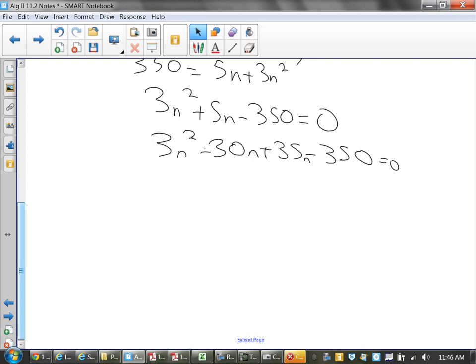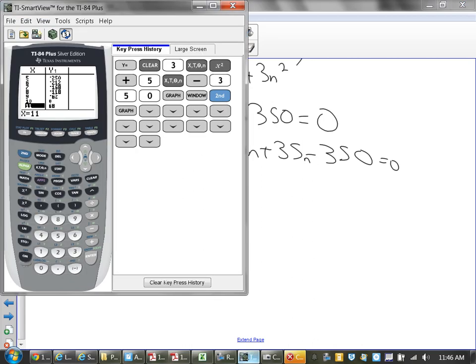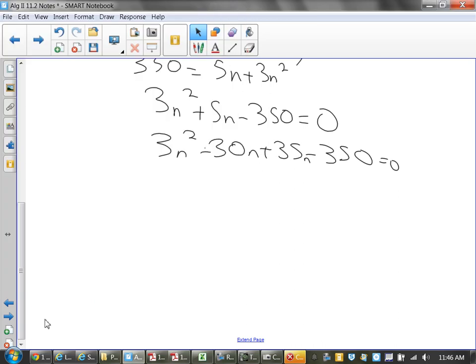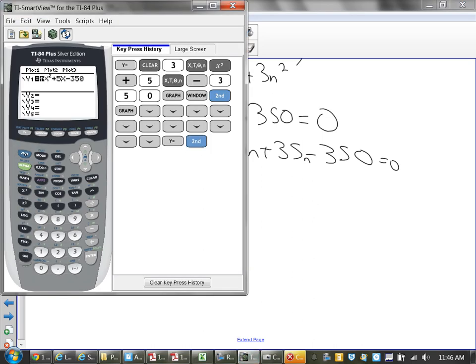Good job. Y equals, go to your table. Does everybody agree in this problem you're going to have a positive 0 and a negative 0? Because you had two numbers you multiply together to get a negative, but they add to a positive. Which one of those is going to be the right answer? The positive. Just go right in your table, find your 0 that's positive, and you'll find it at 10.